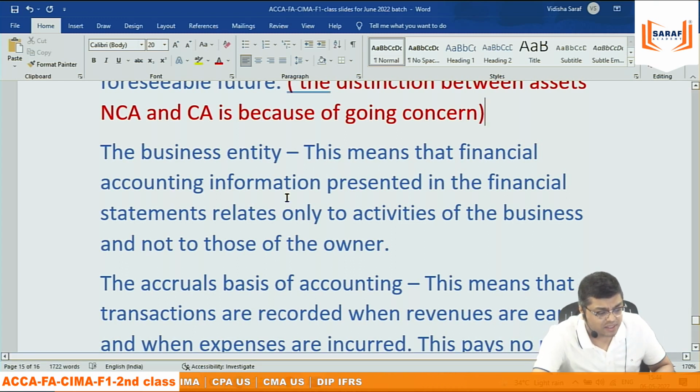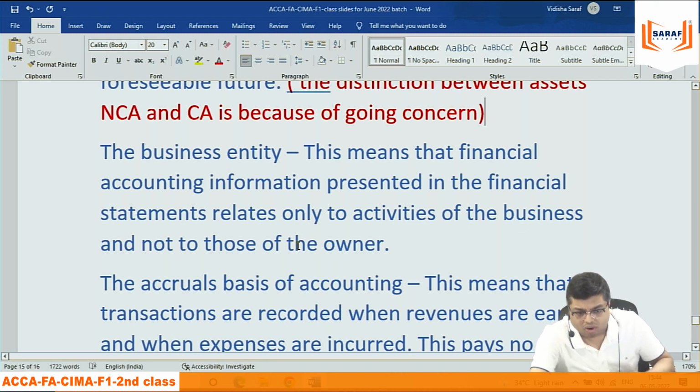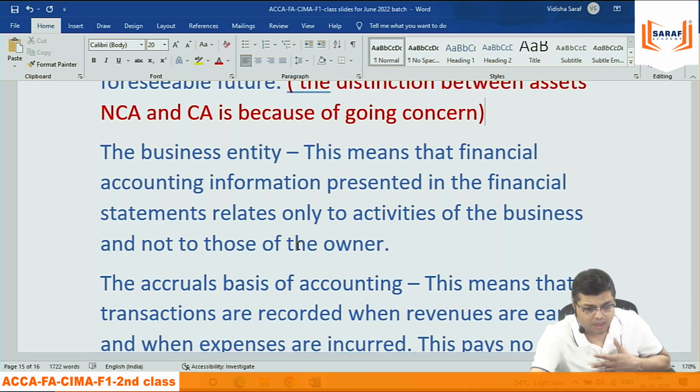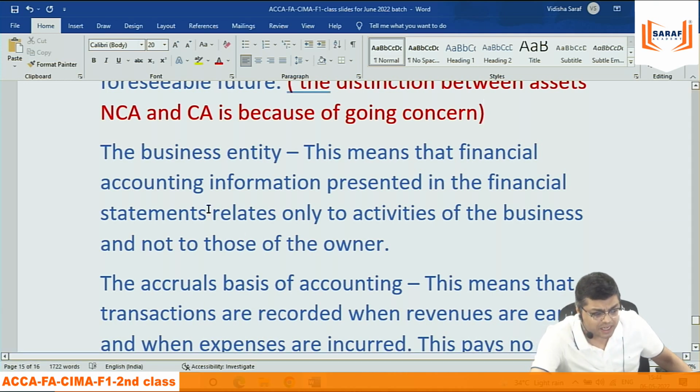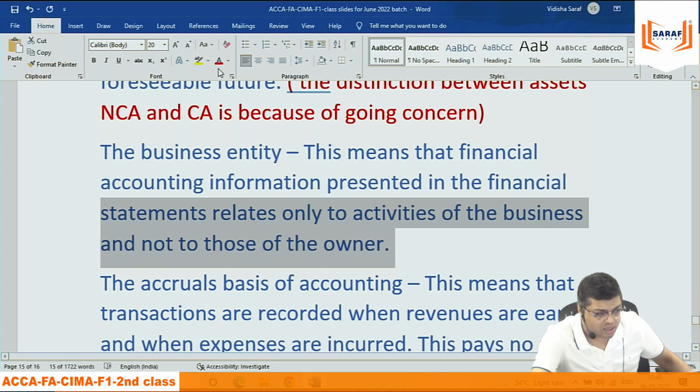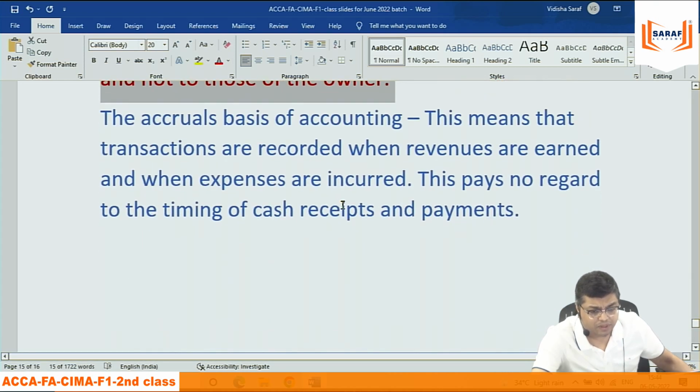This means that the financial information presented relates only to activities of the business, not to me personally. My personal transactions are not recorded in Saraf Academy books. If I am doing business in the name of Prakash Saraf, my personal transactions are not recorded in Prakash Saraf books, because those are business books. Personal transactions are not coming in the business books, whether it's a company, a partnership or anybody, because it is a separate entity. Accrual basis. Incomes and expenditures are recorded on due basis, accrual basis, not on receipt or payment basis.